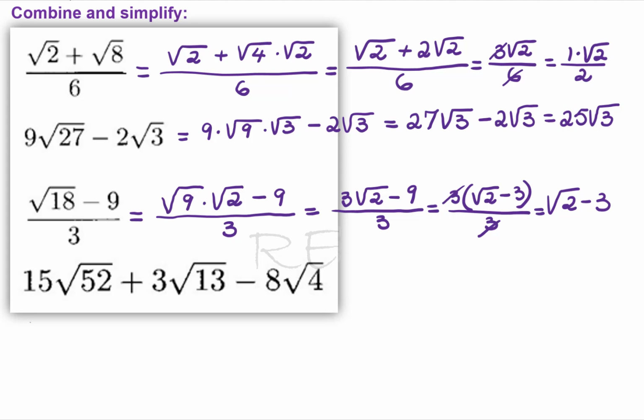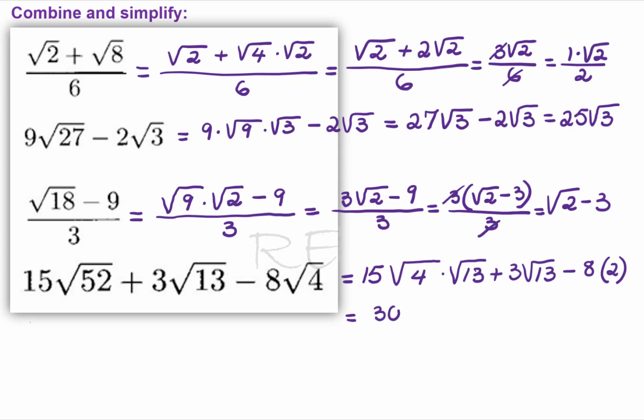15 square root of 52. 15 square root of 52 is 15 multiplied by square root of 4 times square root of 13, plus 3 square root of 13, minus 8 times square root of 4, and square root of 4 is 2. 15 times 2 is 30. Square root of 4 is 2.